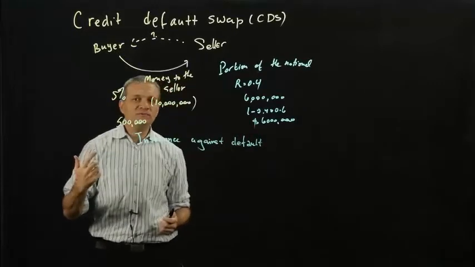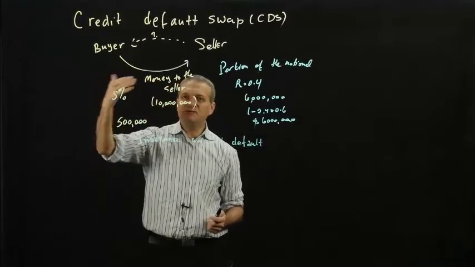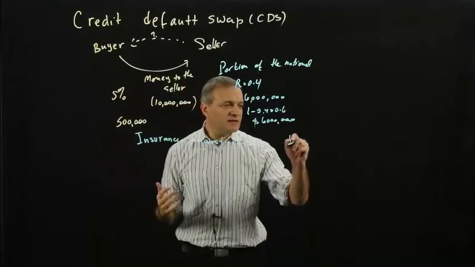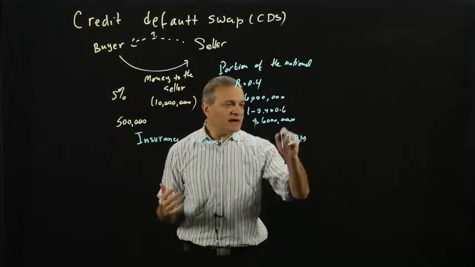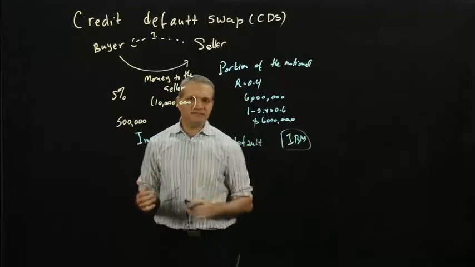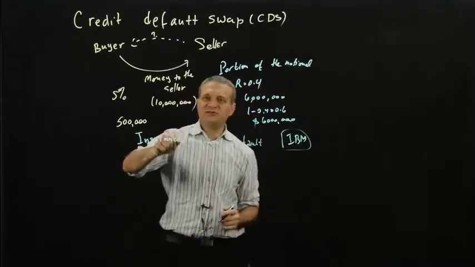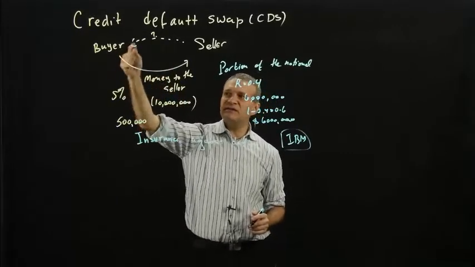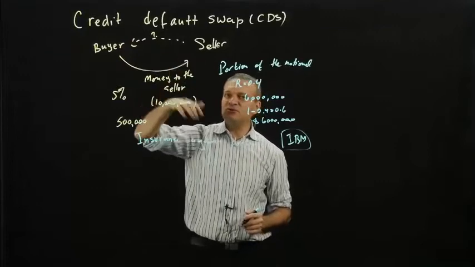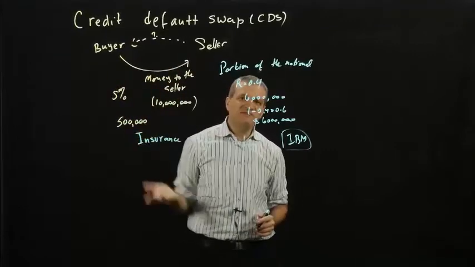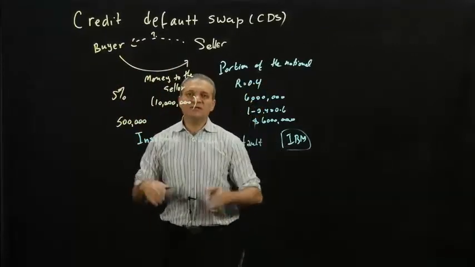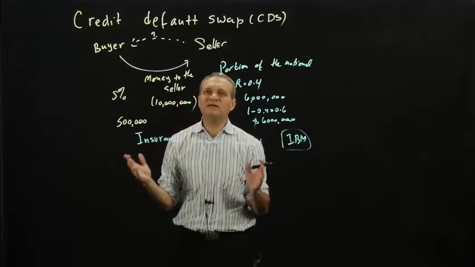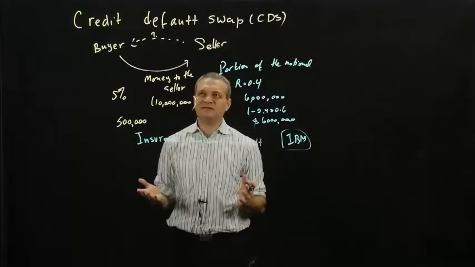Say tomorrow, the company on which you buy the contract, let's say it's IBM. So we buy a contract on IBM. If IBM defaults, you're going to get $6 million, but you as a buyer pay, until IBM defaults, 5%, you pay $500,000 a year. So if you have this setup, how are you making money on this contract? How does a buyer make money on this contract?